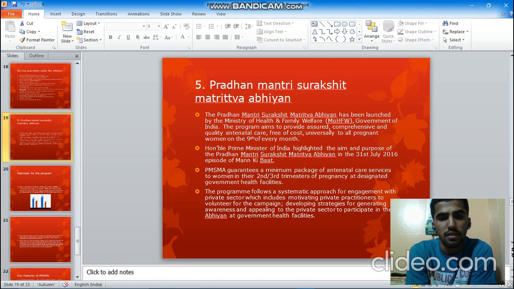PMSMA guarantees a minimum package of antenatal care services to women in the second and third trimesters of pregnancy at designated government health facilities. The program follows a systematic approach for engagement with the private sector, which includes motivating private practitioners to volunteer for the campaign, developing strategies for generating awareness and appealing to the private sector to participate in the Abhiyan at government health facilities.